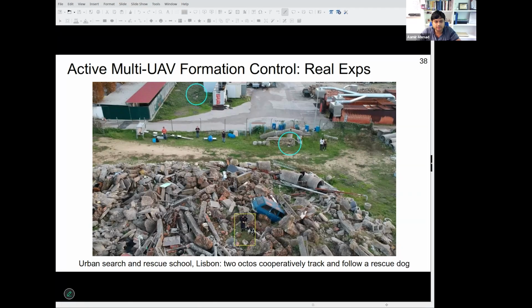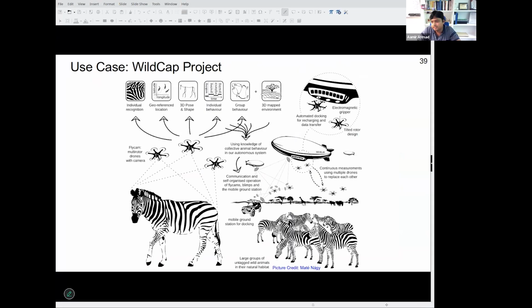But these kinds of missions and real world experiences led us to think of what the next bigger challenges are that we can address using our methods, and what the new challenges are, and for those challenges develop new methods, right? So it's an iterative process in my opinion. So therefore, enter Project Wildcat, right?